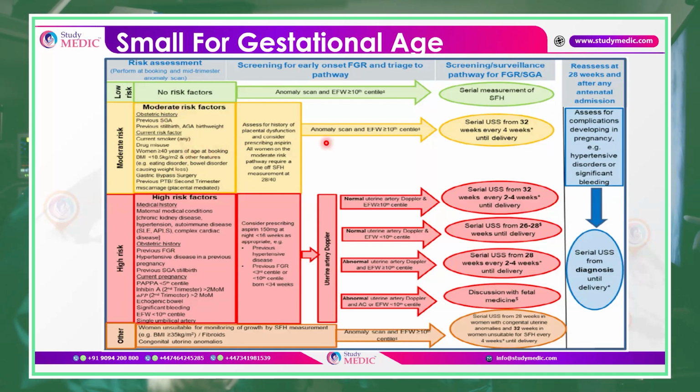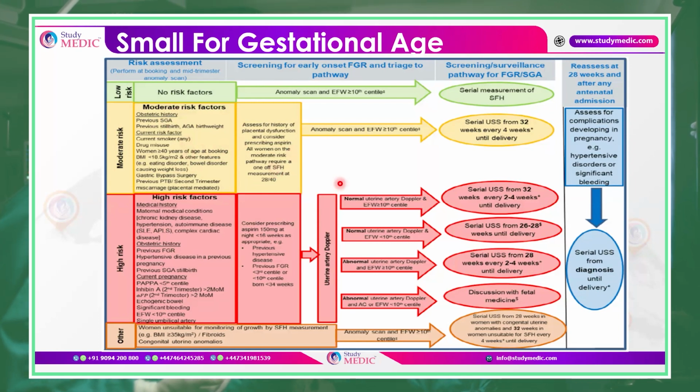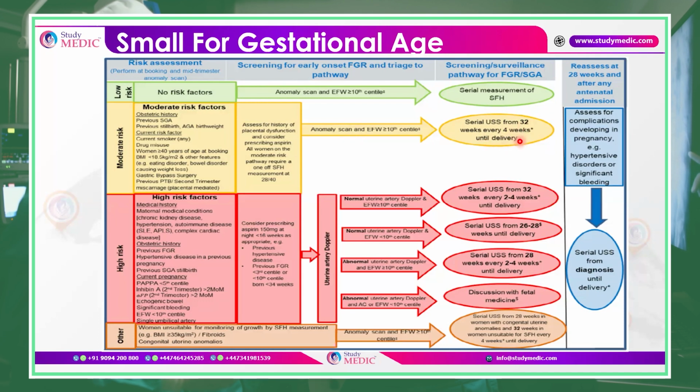And for the moderate risk factor, the initial scan was at 11 to 14 weeks. We were doing the assessment, then anomaly scan, mid pregnancy scan, and then we are doing the serial assessment from 32 weeks every 4 weekly.